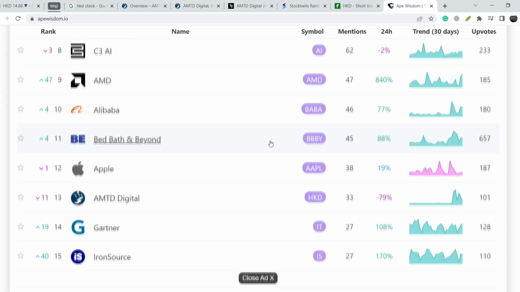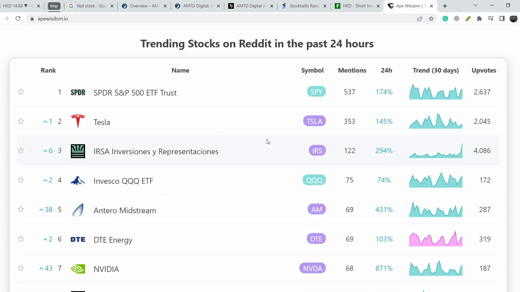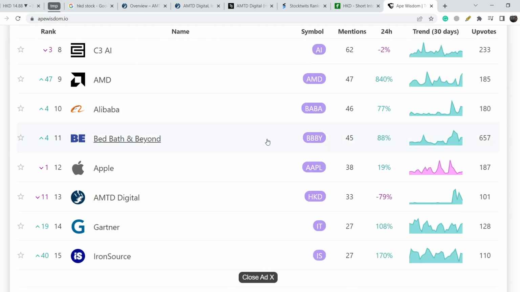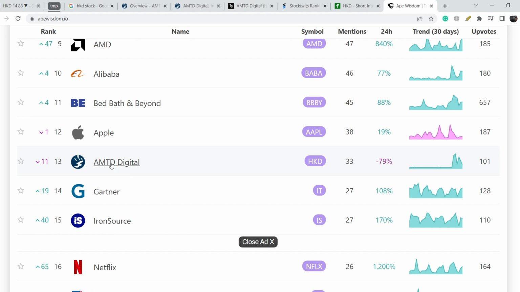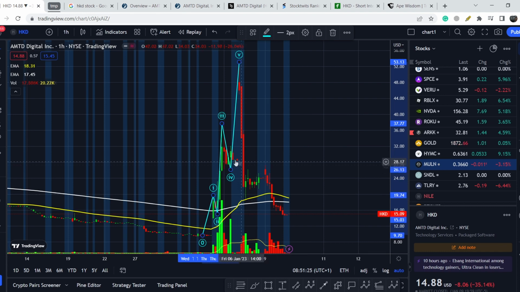On top of that, let me show you apewisdom.io, and this website, by the way, tracks the activity of the Wall Street Bets community related to different assets. And right here we can see AMTD Digital on the 13th place, and it lost 11 rows during the last 24 hours. And as you can see, previously it had quite flat volume with not so high interest, but then we have this massive spike in its interest, and definitely this spike leads to massive price action activity right here.